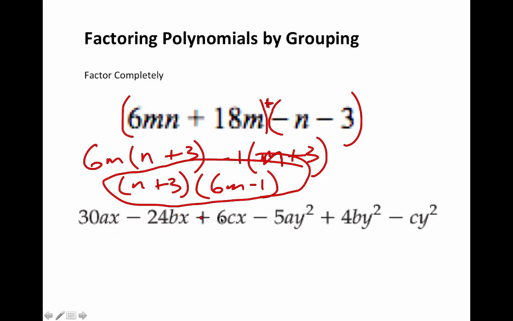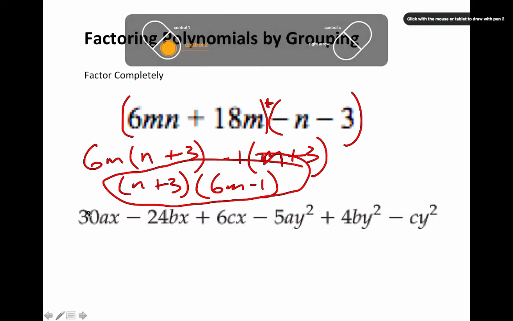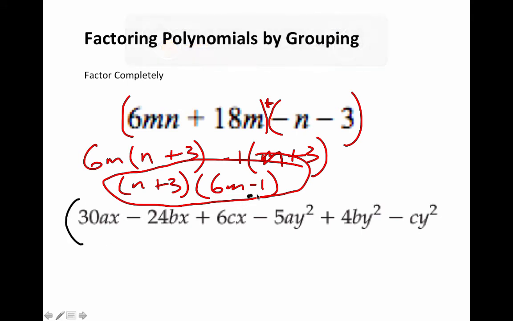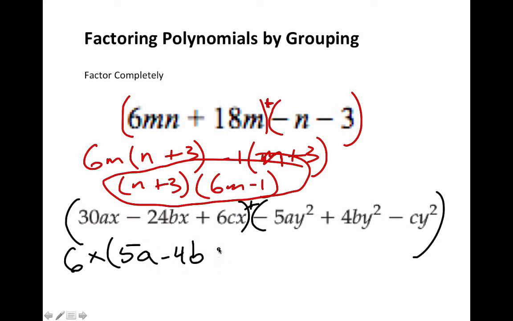These ones, I got an x and an x and an x and a y squared and a y squared and a y squared. So I'm under the impression that we're going to group these guys together. I'm going to need a plus because we're going to group that negative with that guy. I'm going to take out a 6x and I get 5a minus 4b plus c. And I take out a negative y squared and I'm left with 5a.